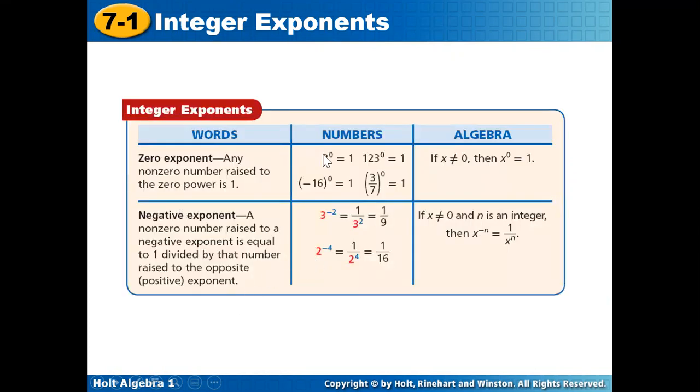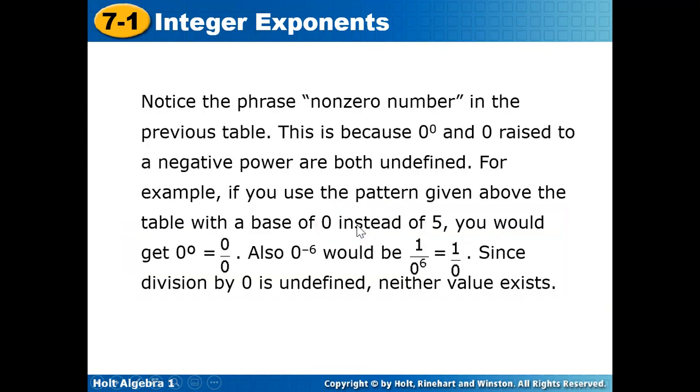All right, any 0 exponent equals 1. And any negative exponent is going to be that exponent as the denominator with 1 as the numerator. So non-zero number, right? You can't have 0 to a negative exponent because that would have you dividing by 0, which you cannot do.